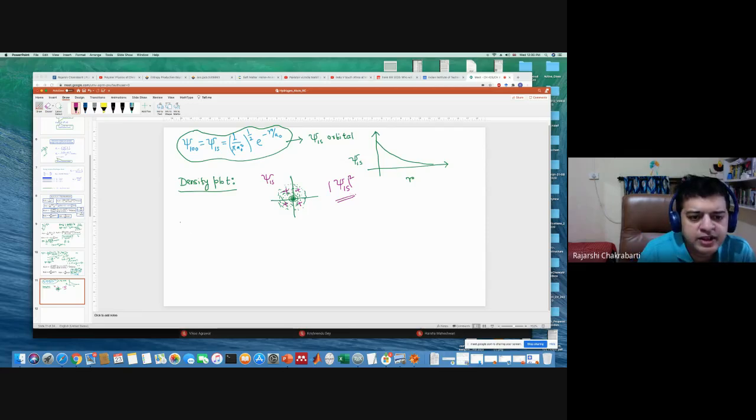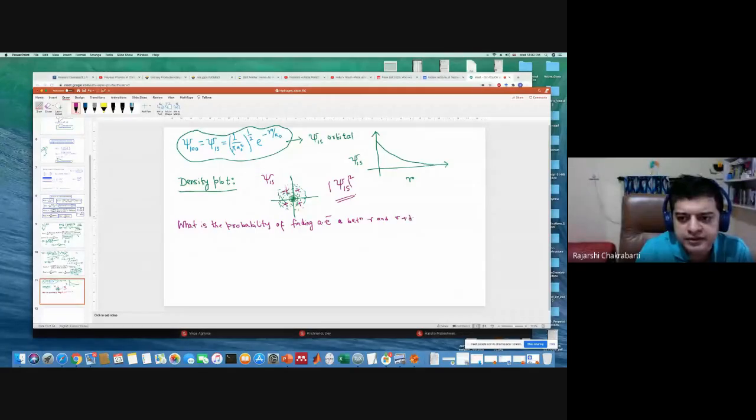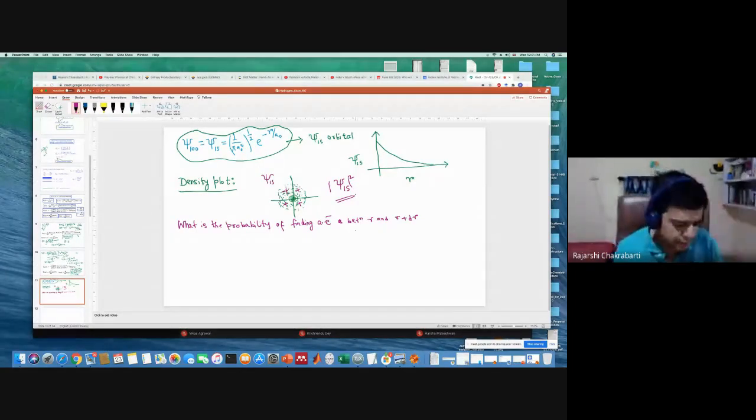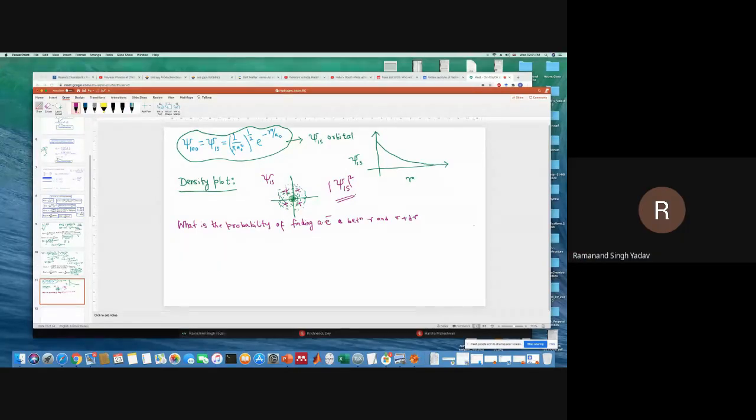Now next I ask a question: what is the probability of finding an electron between r and r plus dr, where r is the distance from the nucleus? So I just asked the question: what is the probability of finding an electron between r and r plus dr, where r is the distance from the nucleus? How do you do this? Psi into psi star.